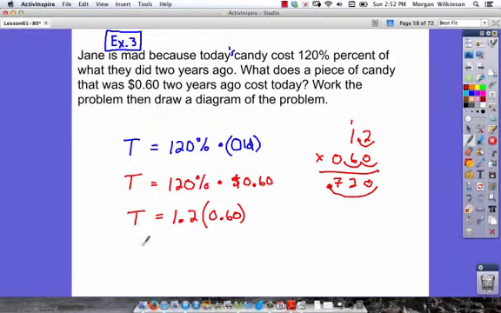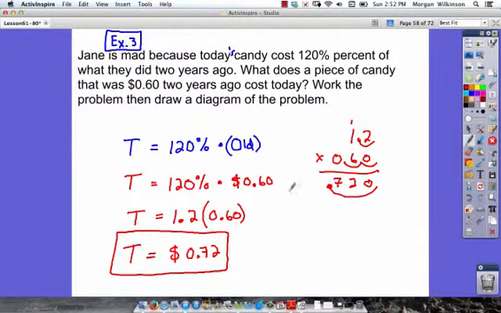So we've got 0.72. Today's cost for a piece of candy that used to be 60 cents is now 72 cents. That makes sense because the price went up, because it's now 120% of what it was 2 years ago. We've got our answer. We could go ahead and box it, and then we can move on to our next question.